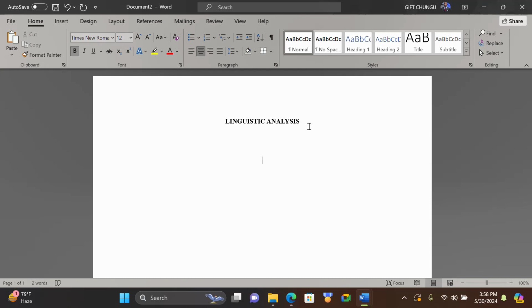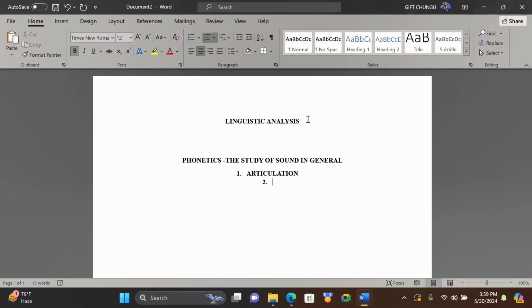The first linguistic analysis that we look at is what we call phonetics. Phonetics is the study of sound in general. When you are looking at the study of sounds, there are three things that are important. The first thing is what we call articulation.